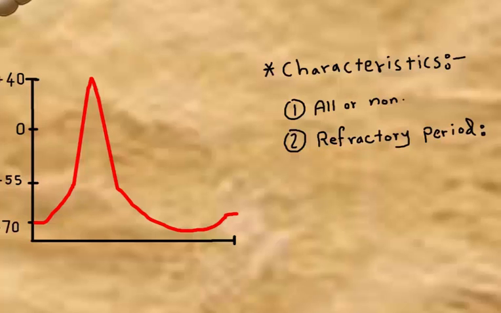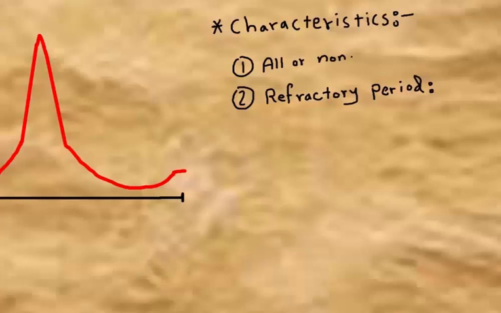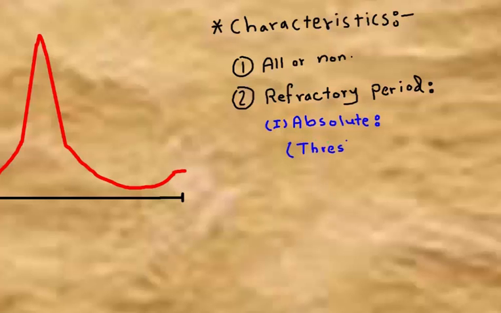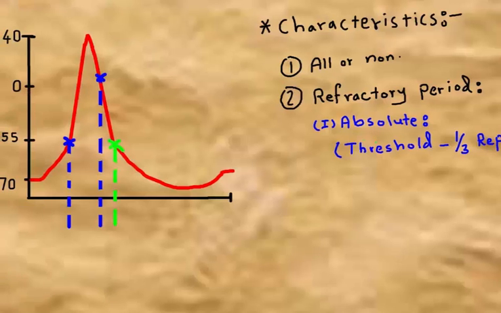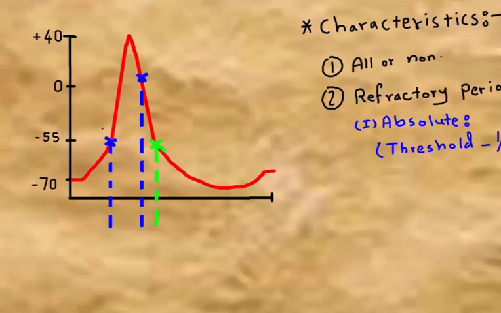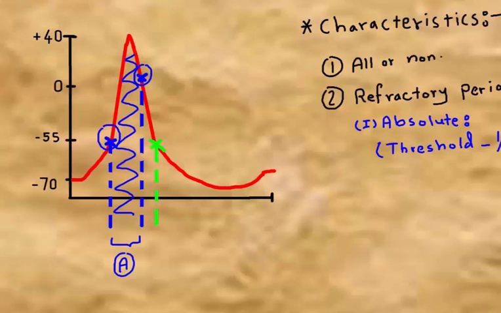The second characteristic of the action potential is the refractory period, a period in which the cell membrane is refractory to excitation, and it's divided into an absolute refractory period in which no stimulus, no matter how strong that stimulus is, could affect the cell's electrical potential. It's the period from the threshold potential till a third of the repolarization is completed.